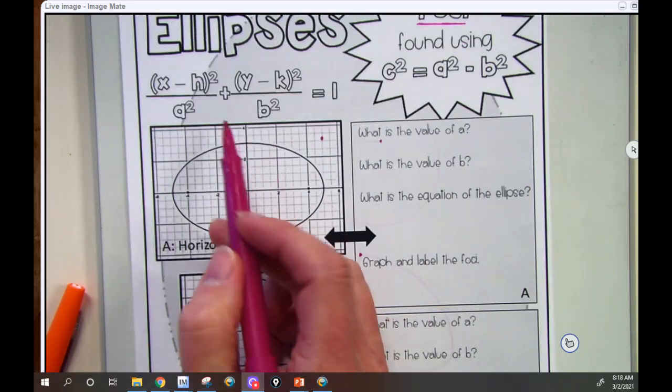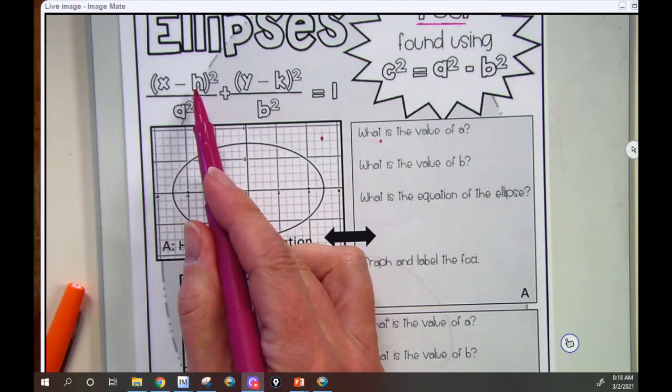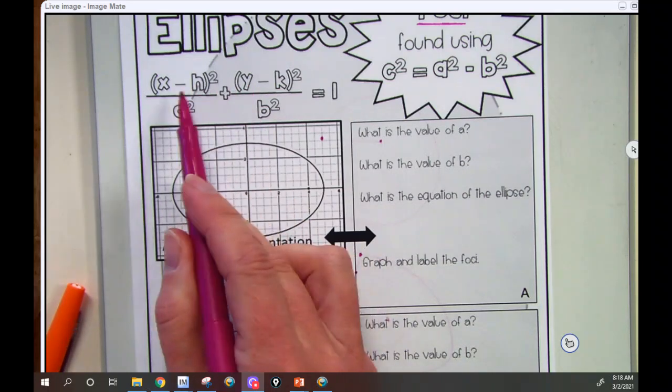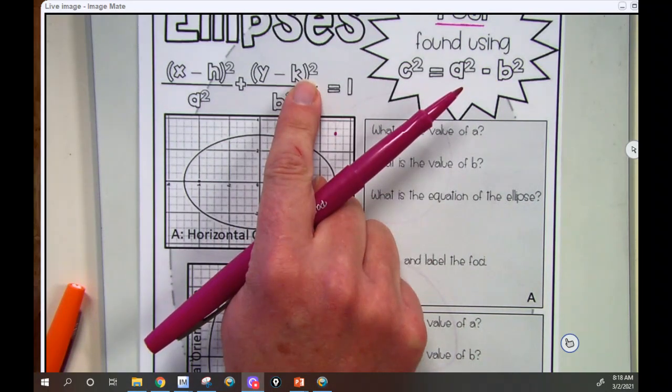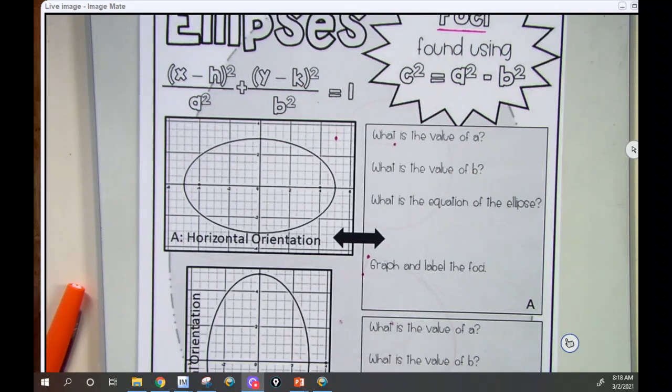What do you think the minus h does here? Yeah, it's going to move it right and left. And the k would move that ellipse up and down.